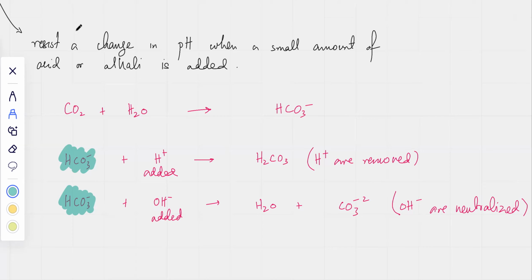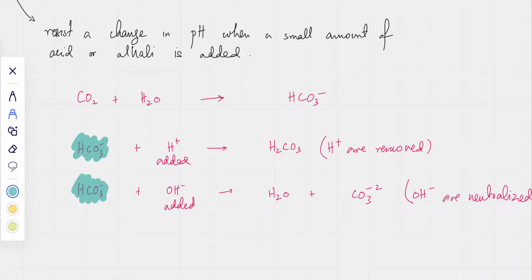So your blood automatically resists a change in pH when a small amount of acid or alkali is added. Not a large amount, because if you add a very large amount, then eventually you'll run out of HCO3 minus 1 ions. It's only if you add a tiny amount of acid or alkali that nothing would happen. It's going to resist it, and it won't let the H plus 1 or the OH ions increase or the numbers change.